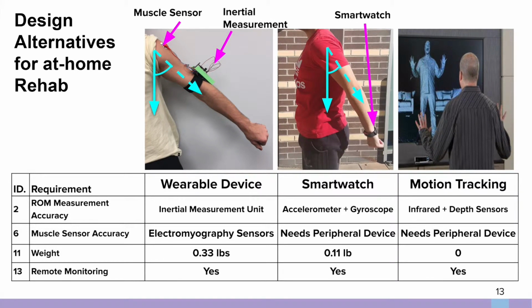In order to fulfill the proposed concept of operations and track arm movement in 3D space, 3 design alternatives were identified. First, a custom wearable device that uses an inertial measurement unit and a muscle sensor to track arm movement. Second, a smartwatch such as an Apple Watch. And finally, a motion tracking device such as a Microsoft Kinect. The 4 attributes that were evaluated were range of motion measurement accuracy, muscle sensor accuracy, physical weight of the device, and an option for remote monitoring.